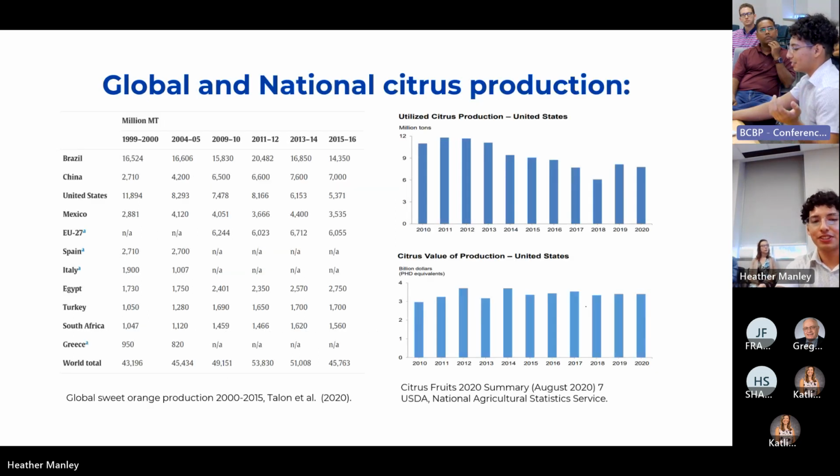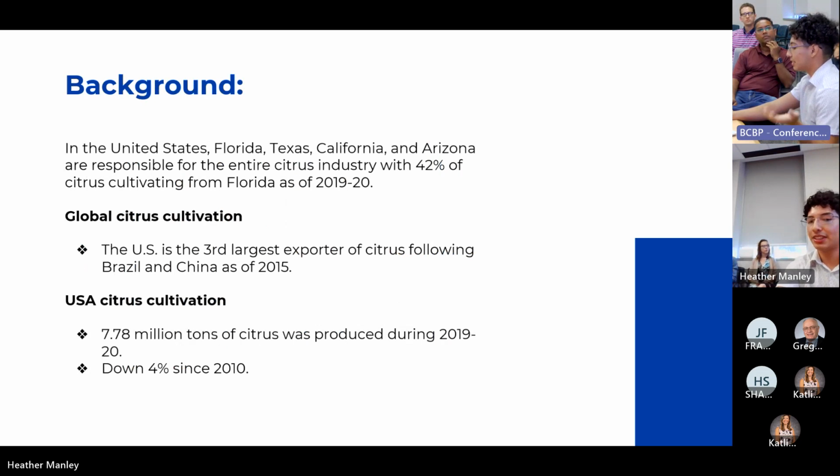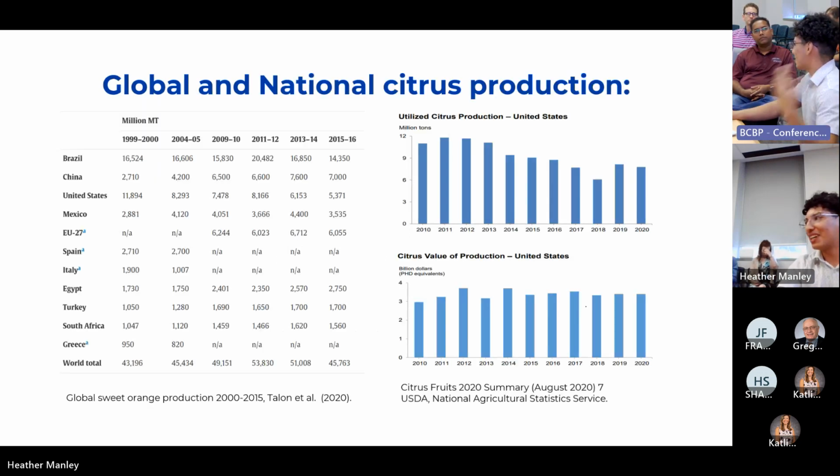And our US citrus cultivation, so 7.78 million tons of citrus is usually on average produced. This is a range as of 2019 to 2020. However, you can estimate how much we actually produce, and we can see that just with the US alone, it is quite a bit. Now you can just imagine what Brazil and China must be producing with all the land that they have.